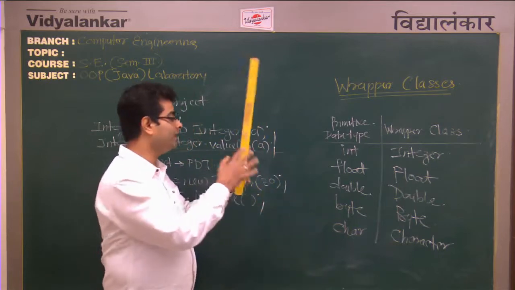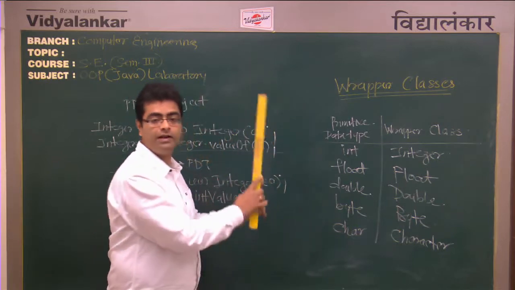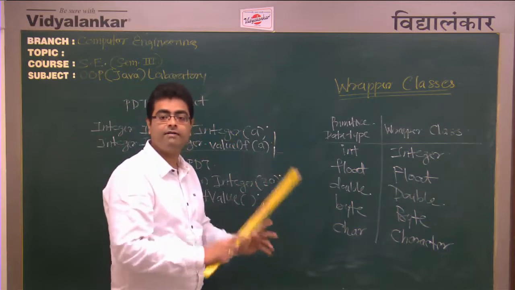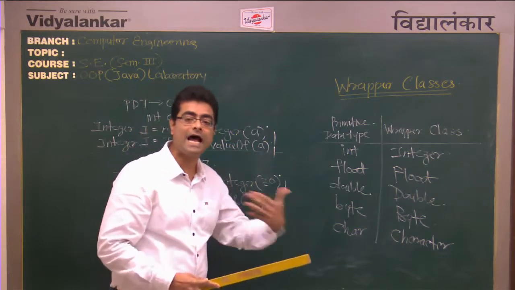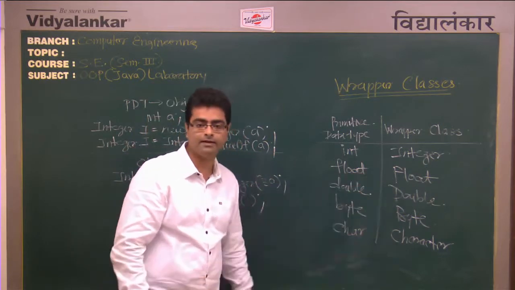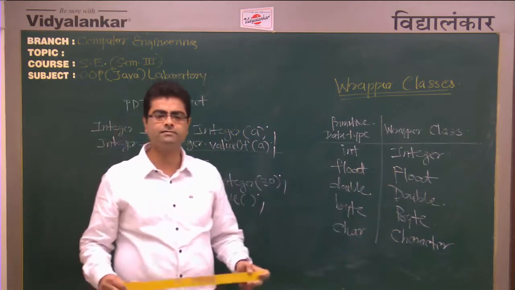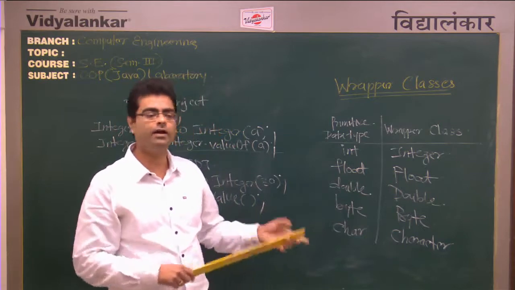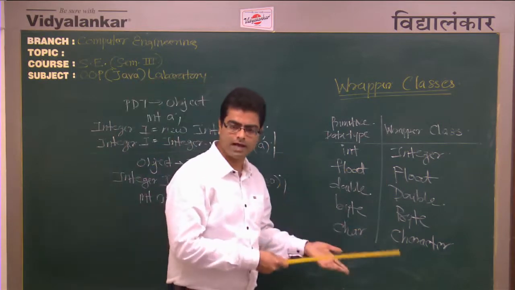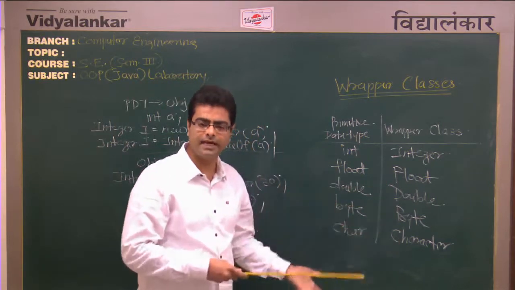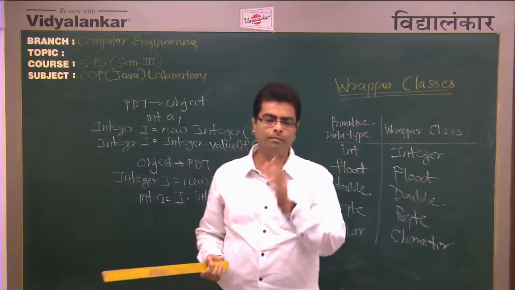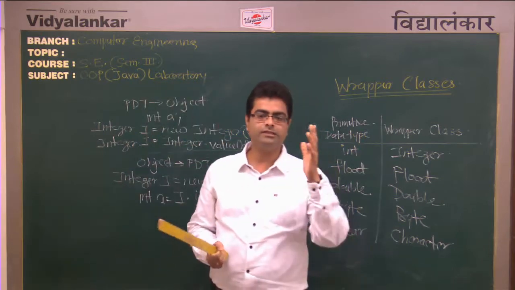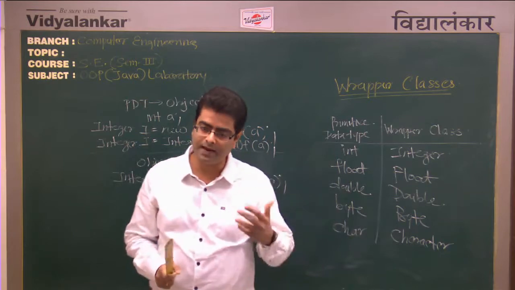Like that, for every primitive data type, for every built-in data type, Java has its corresponding class which is called a wrapper class. Wrapper class also provides different methods by which we can convert primitive data type into object, or object into primitive data type, object into string, string into primitive data type, etc.